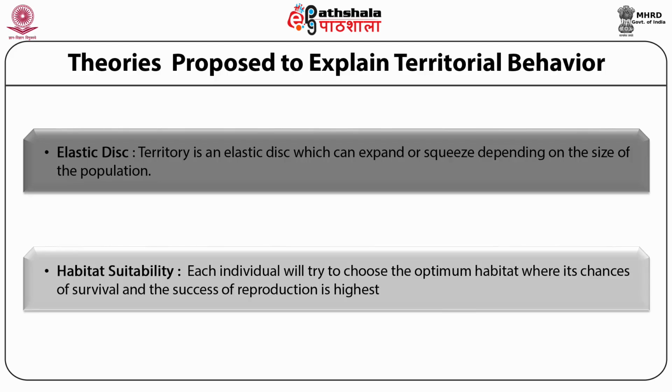The example supports the hypothesis that territory is an elastic disk and can expand or squeeze depending upon the population size. Habitat suitability explains that each individual will try to choose the optimum habitat where its chances of survival and the success of reproduction is highest. When the most suitable habitat is occupied, then the other remaining individuals occupy the suboptimum habitat.